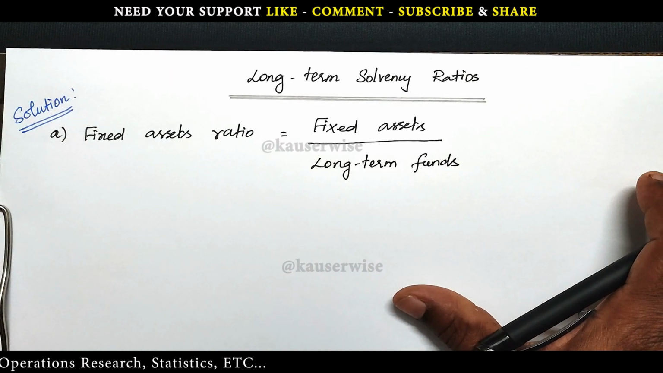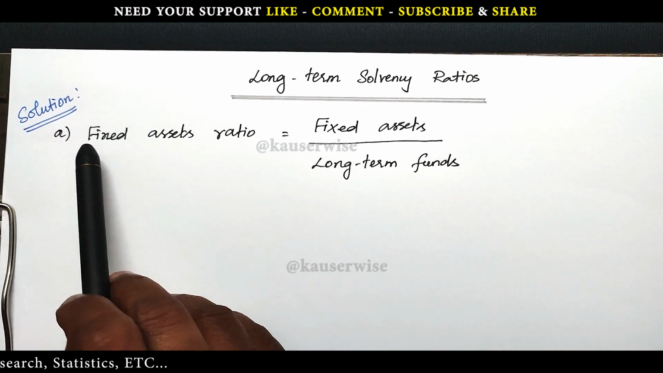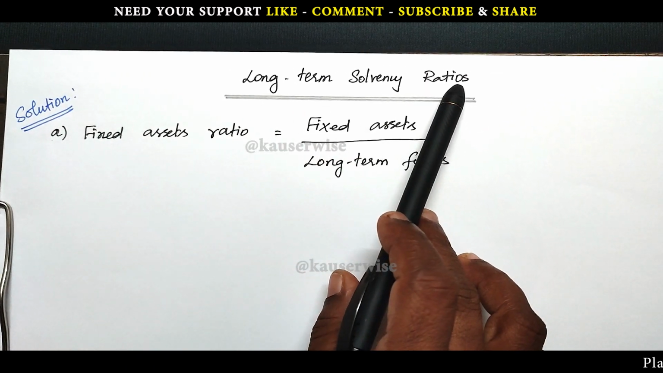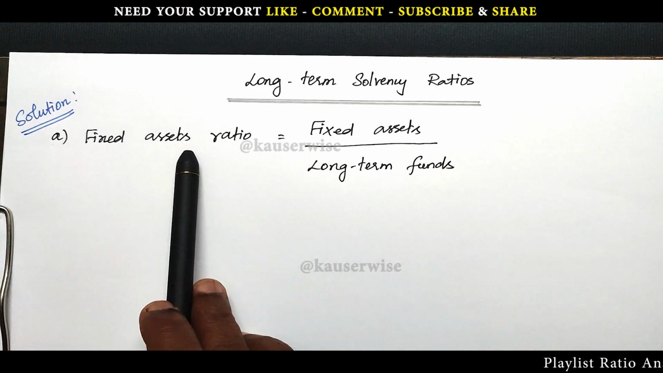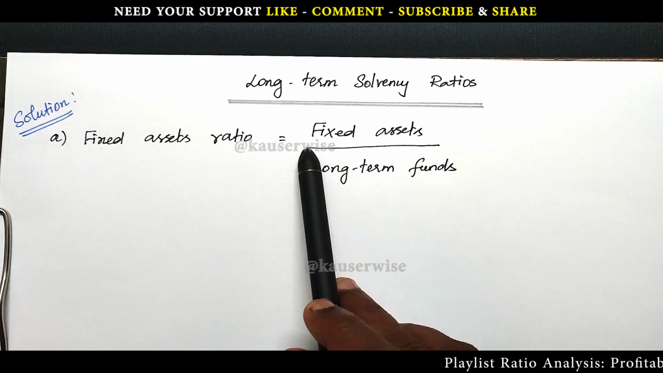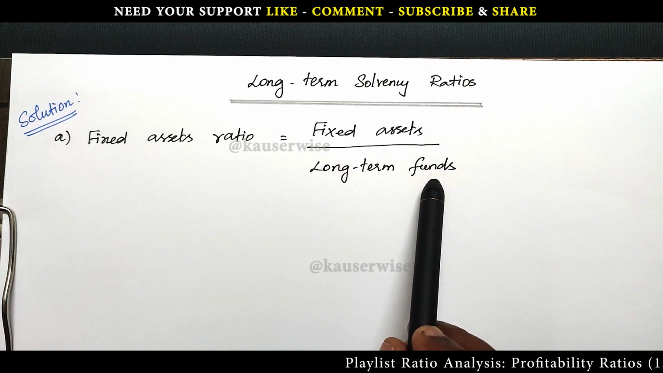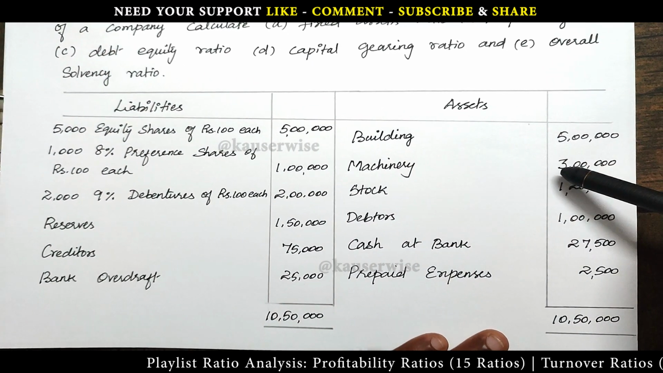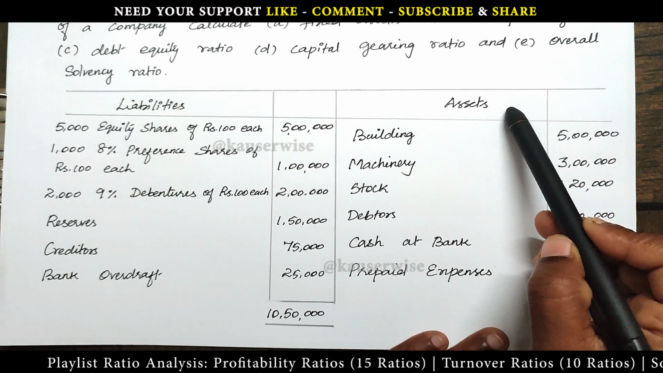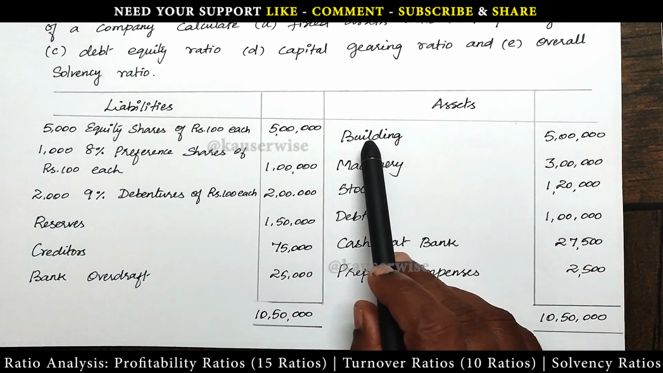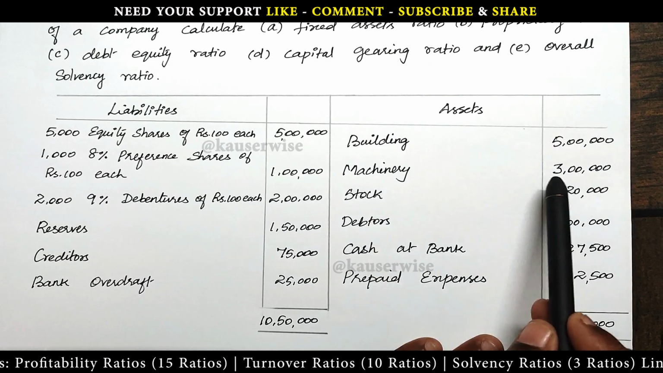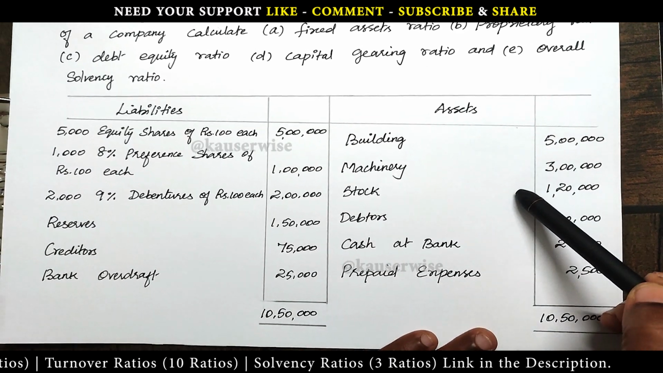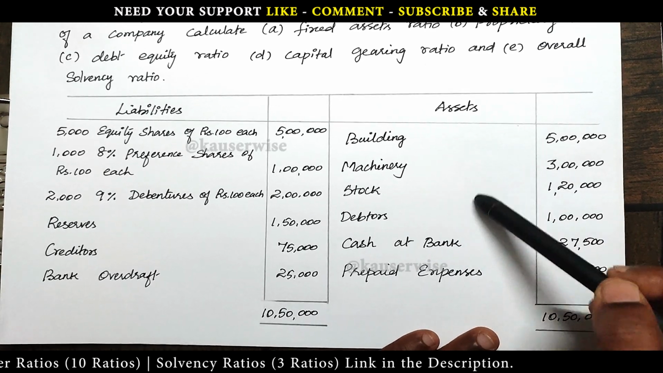See the solution. First, we are going to find out fixed assets ratio, which comes under long-term solvency ratio. The formula for fixed asset ratio is fixed assets divided by long-term funds. See the problem to find out total fixed assets and long-term fund. On the asset side, we have fixed assets, that is building 5 lakh, machinery 3 lakh. So these are the two assets which come under fixed assets. All the other assets are current assets.